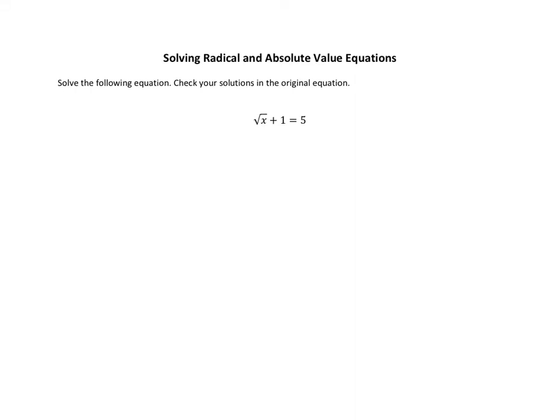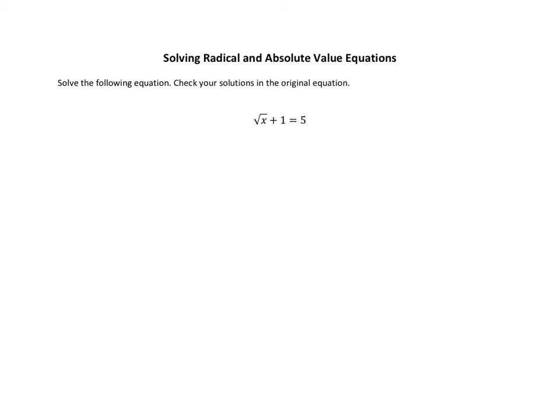In this lesson, we'll solve radical and absolute value equations. Let's start with radical equations like this one here. Radical meaning there's a root in it. This one is the square root of x plus 1 is equal to 5. The strategy is to isolate the root portion and then square both sides of your equation in this case.